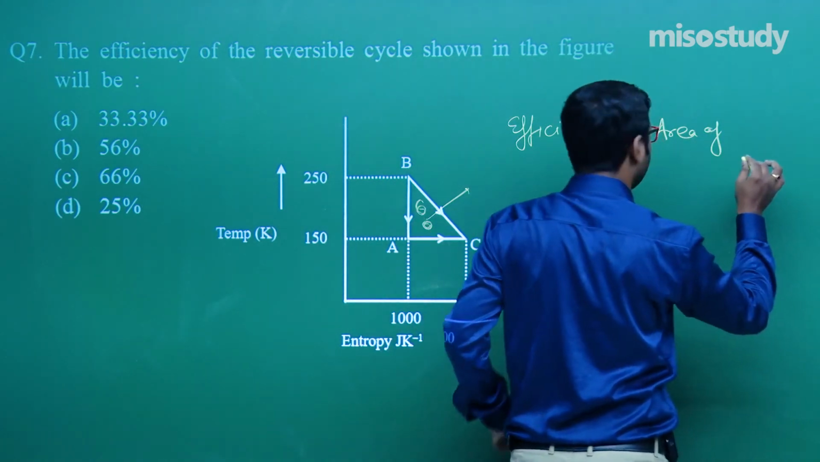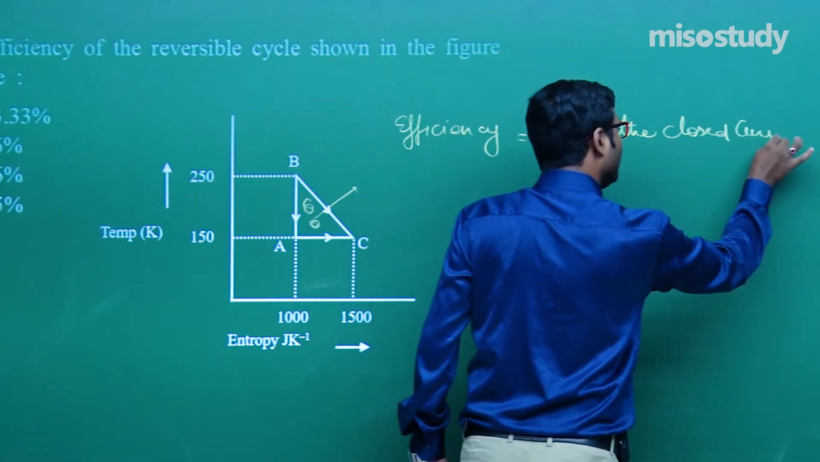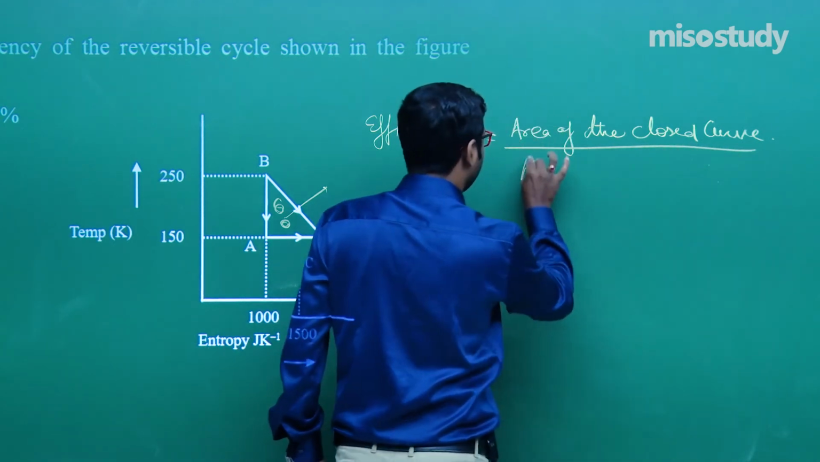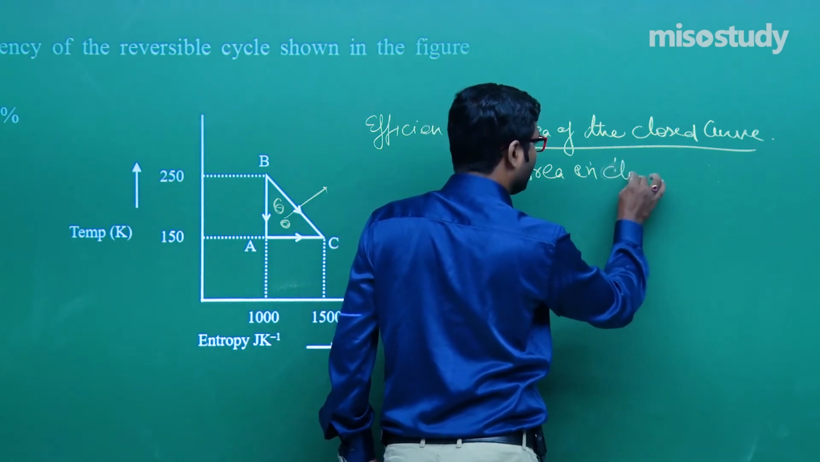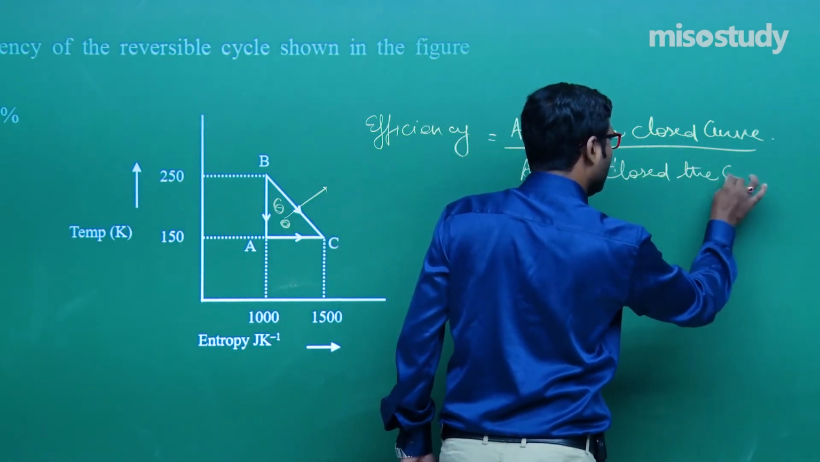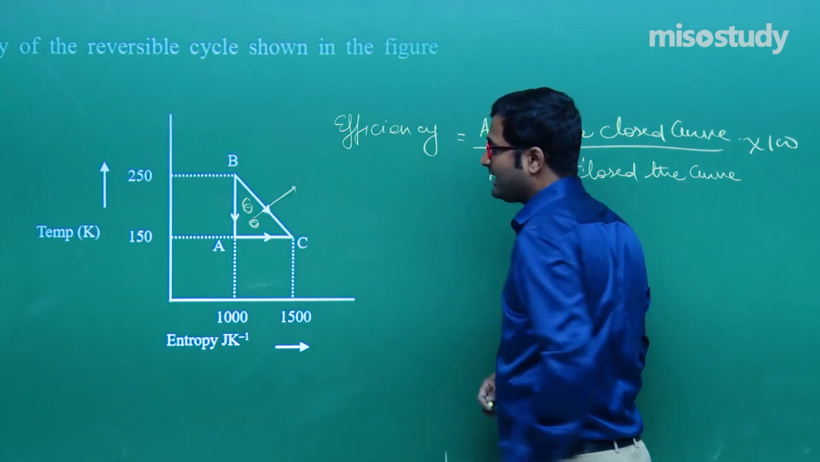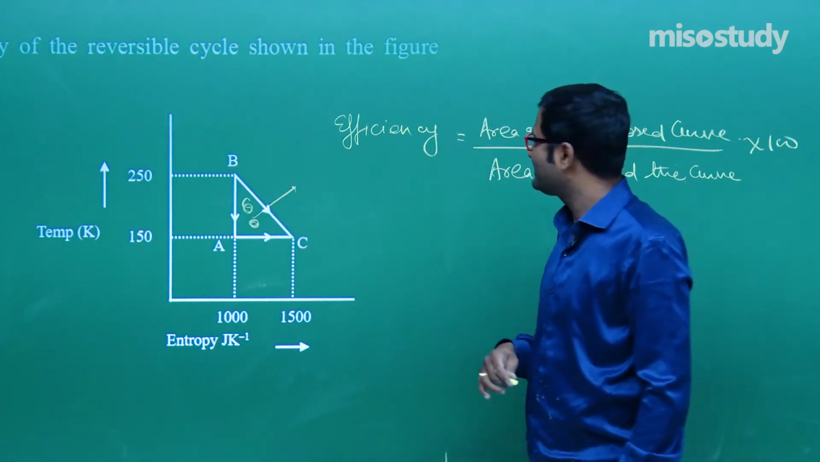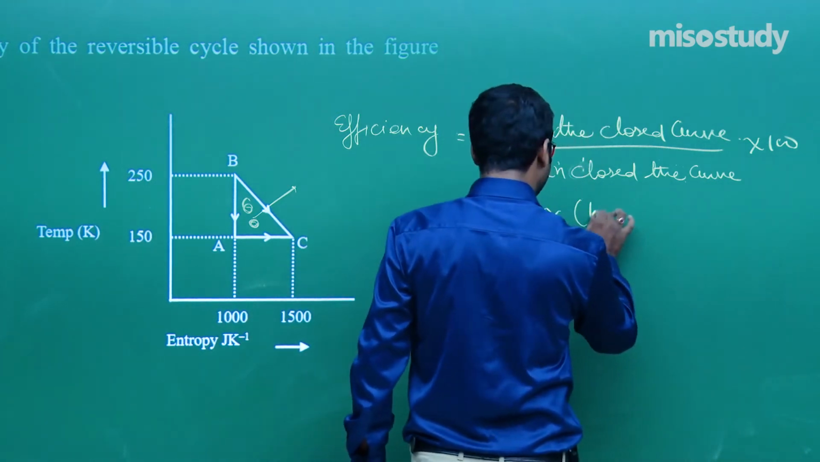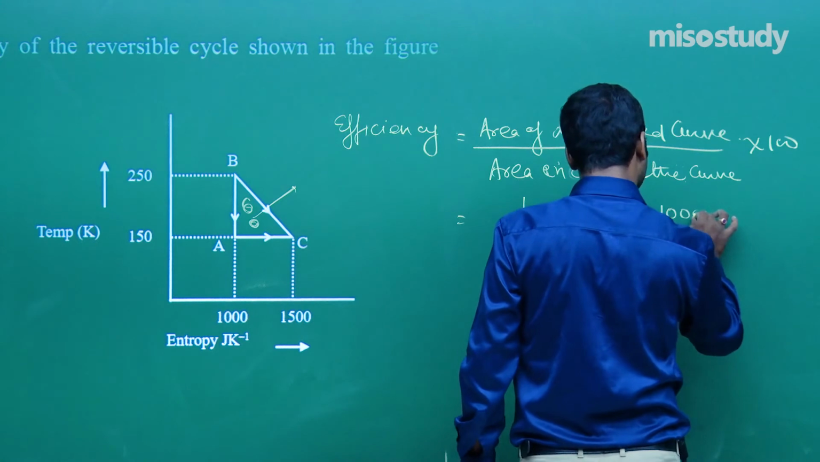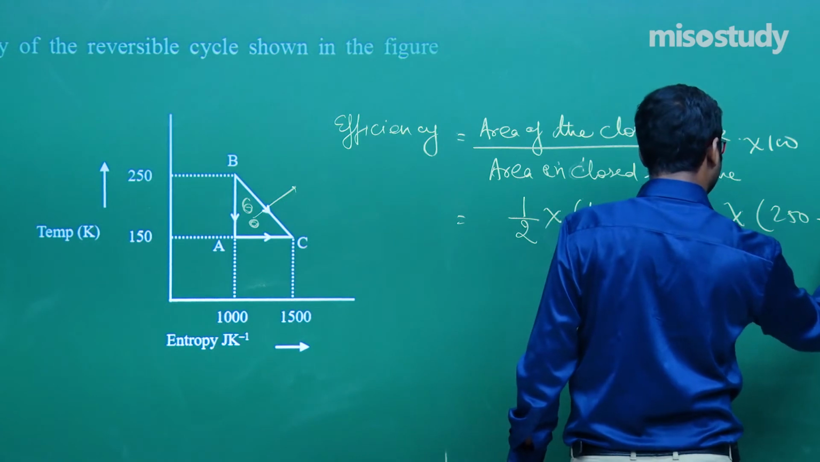Cycle means the curve. Area of the closed curve upon area enclosed by the curve, multiplied by 100. This is the area of the closed curve. As we know, this is a right angle triangle. What is the area of the right angle triangle? Half base into height. This one is the base, so we can write here 1500 minus 1000, and height is 250 minus 150. Clear to you?